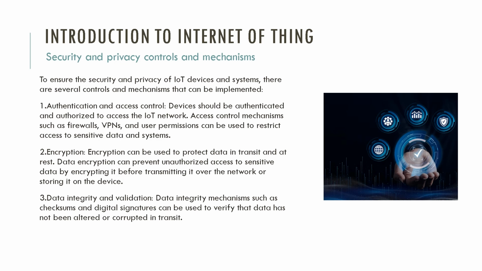Data encryption can prevent unauthorized access to sensitive data by encrypting it before transmitting it over the network or storing it on the device. 3. Data integrity and validation. Data integrity mechanisms such as checksums and digital signatures can be used to verify that data has not been altered or corrupted in transit.